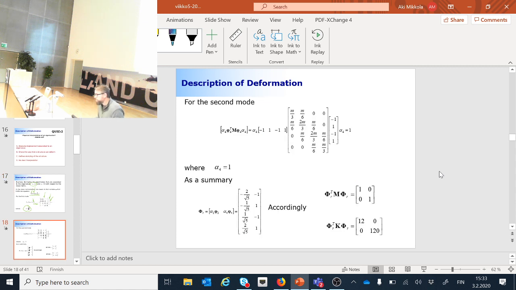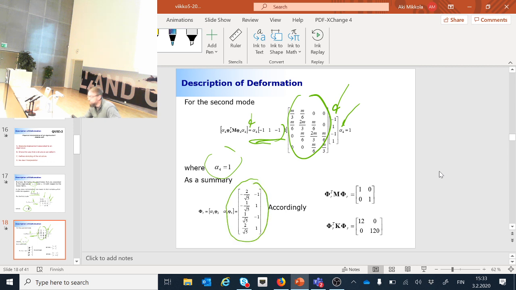Then I can do that for the second mode, which is mode ID number 4. Again, I have this equation here: my original mass, my deformation mode, my unknown. I can solve it, and this time it turned out to be 1. Alright, so these are my scaled deformation modes.